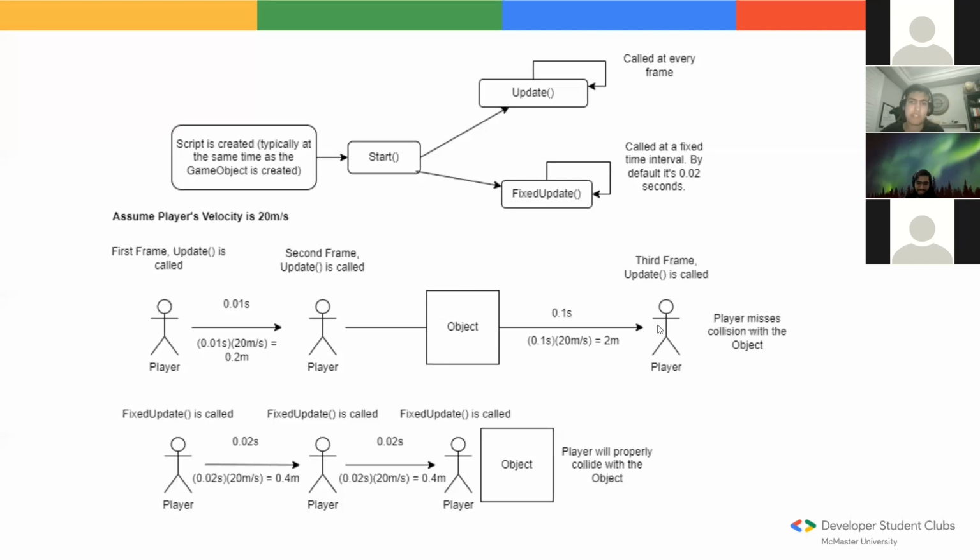So because of this, the player can miss a collision, and this is why fixed update is going to be so useful, because fixed update is called at a very fixed time interval. It's called every 0.02 seconds. That means the player will consistently move a small amount of distance every time. So we can see here that from the first fixed update call to the second fixed update call, he moves 0.4 meters. From here to here, he also moves 0.4 meters. And because of this, he will properly collide with the object. So that's why fixed update is so important, because it just makes the physics calculations a lot more consistent.